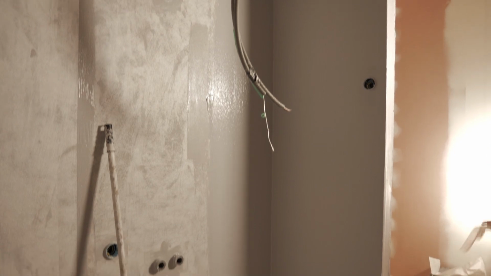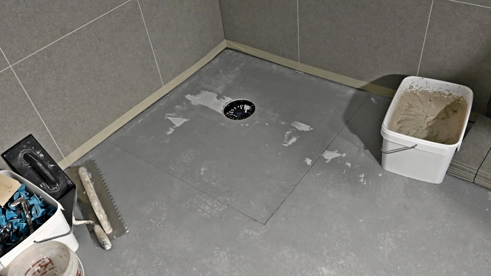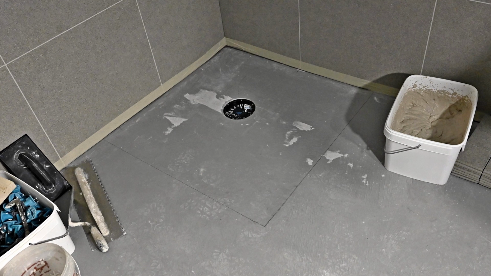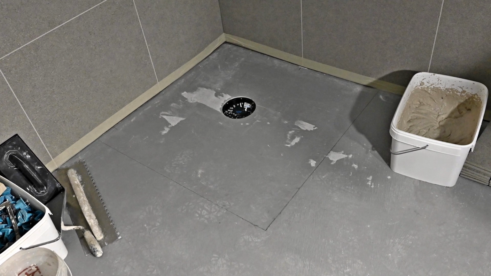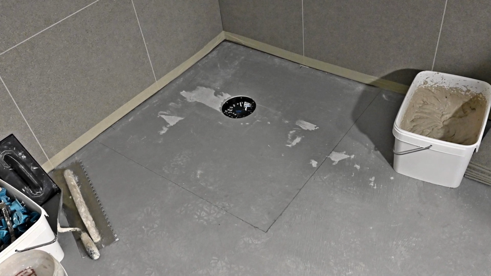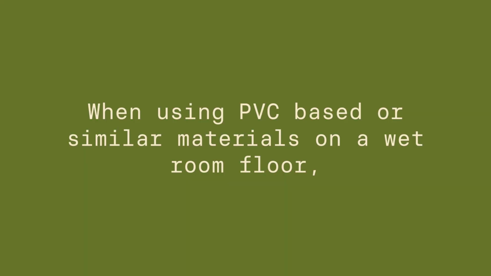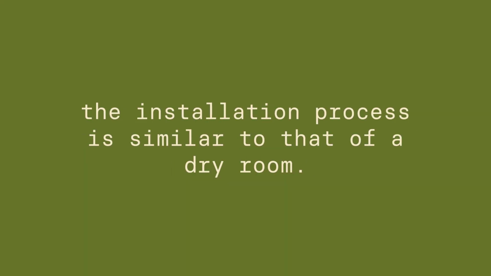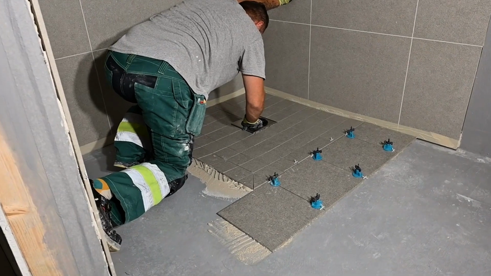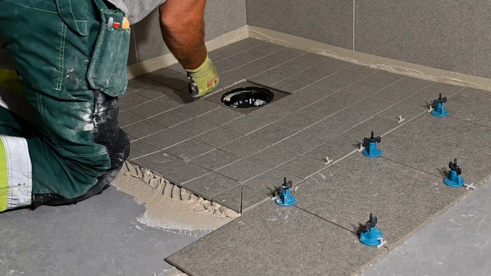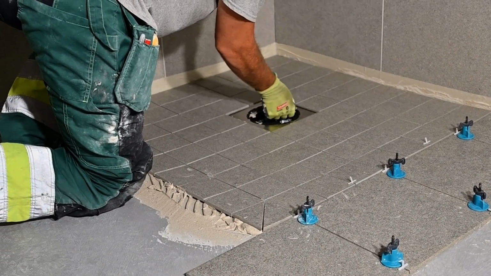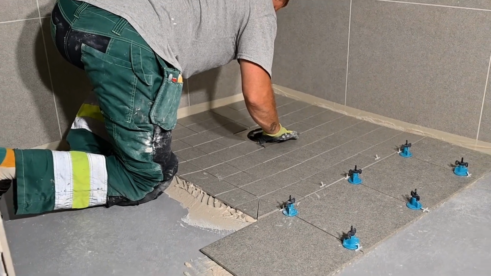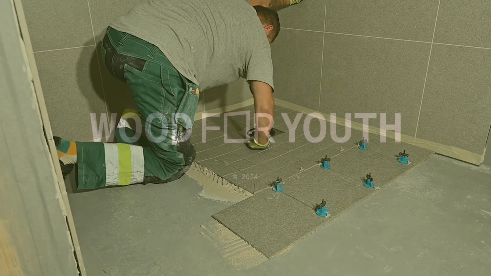The work process for installing waterproofing on floors is similar to installing waterproofing on walls. However, as a rule, the requirements for the strength and thickness of waterproofing for floors are stricter than for walls. When using PVC-based or similar materials on a wet room floor, the installation process is similar to that of a dry room, and installing ceramic tiles on a wet room floor follows a process similar to walls. The complexity is to consider floor slopes and drain locations to ensure proper water drainage and also prevent any water leaks.